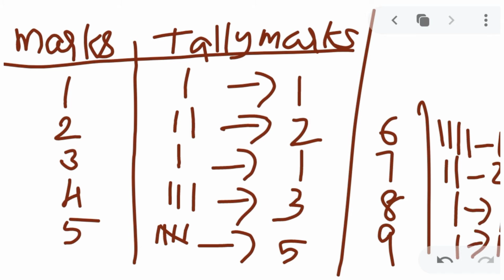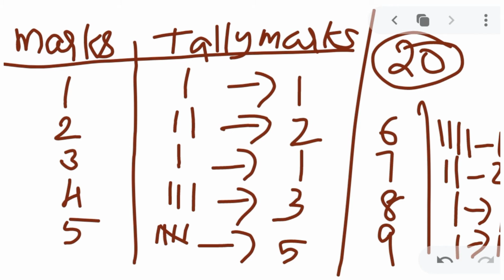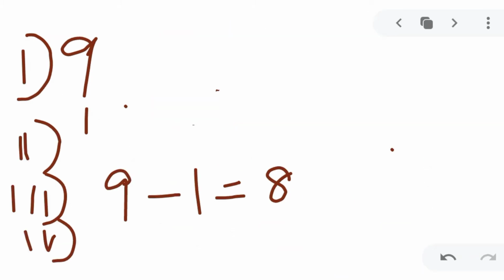Let us add all this. 1 plus 2 is 3, 3 plus 1 is 4, 4 plus 3 is 7, 7 plus 5 is 12, 12 plus 4 is 16, 16 plus 2 is 18, 18 plus 1 is 19, 19 plus 1 is 20. That means in total we have 20 students' marks, and at last we got the total as 20.